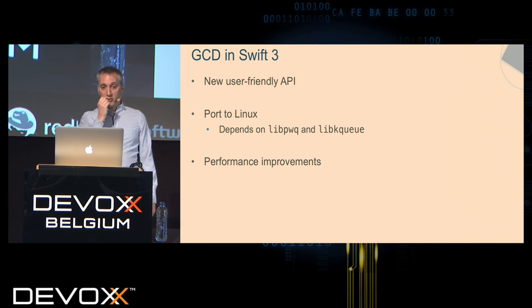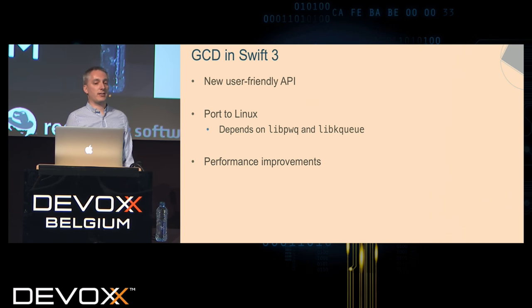What did it take to bring Grand Central Dispatch to Linux in Swift 3? Well, we had to do a port to Linux. We're depending on some user space modules, libpthread_workqueue and libkqueue, to provide some primitives that the Linux operating system doesn't provide, but macOS does.